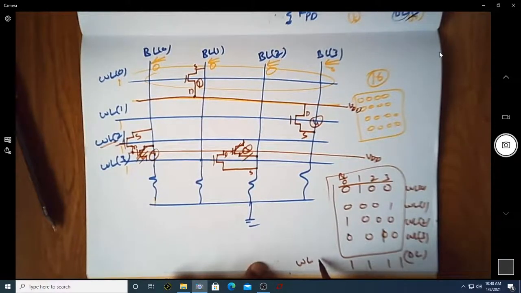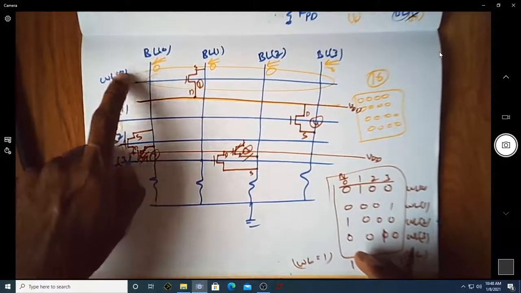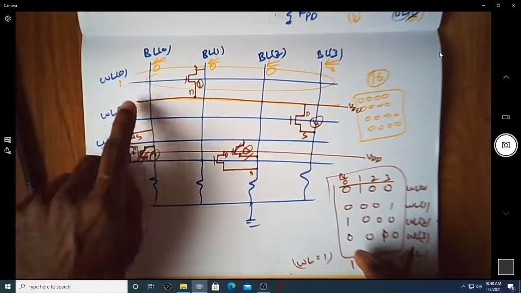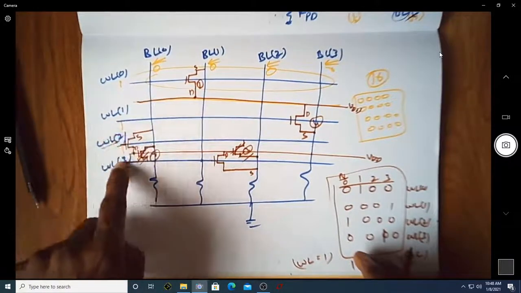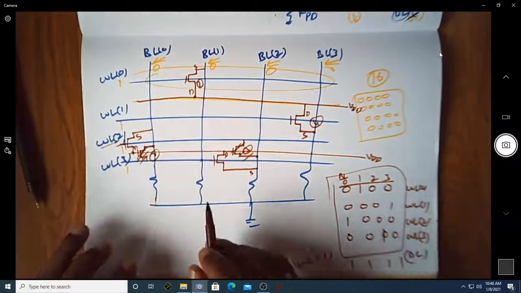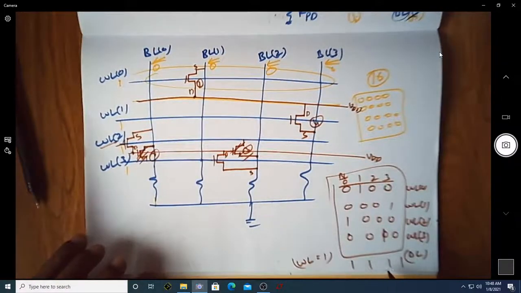If you make all word lines 1, that is W1, W2 and W3 also 1, if you make all four word lines 1, the bit lines read from 0 to 3 would be equal to 1111.